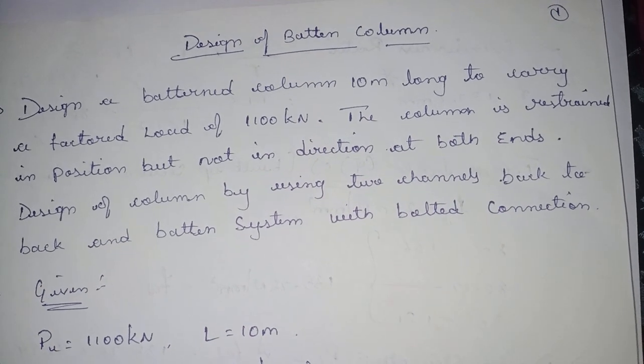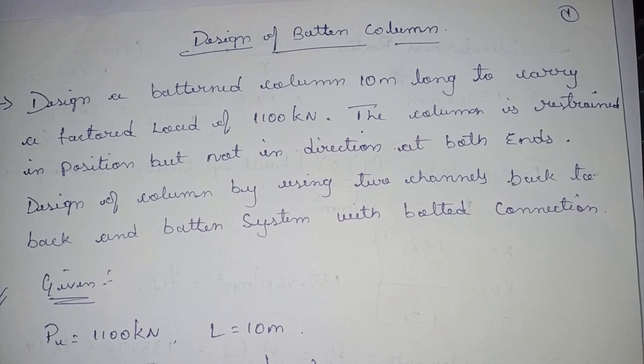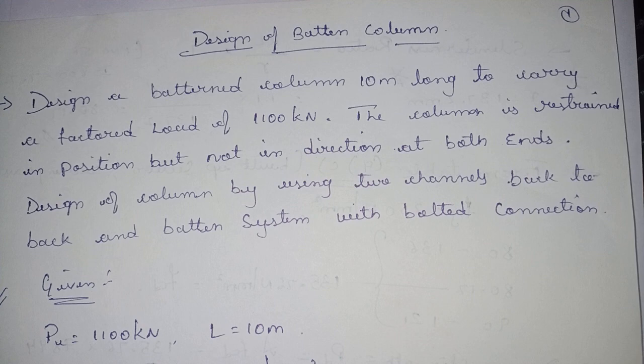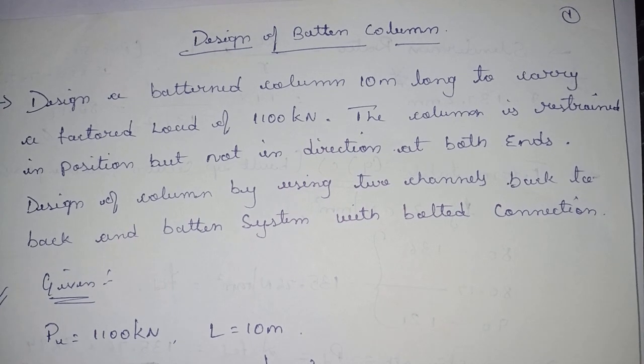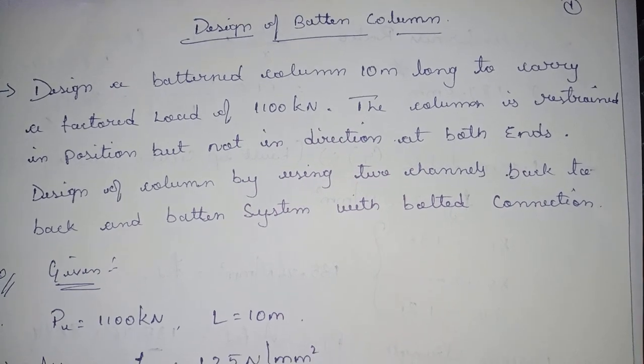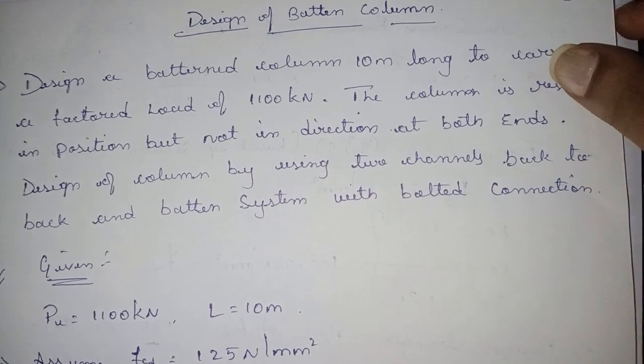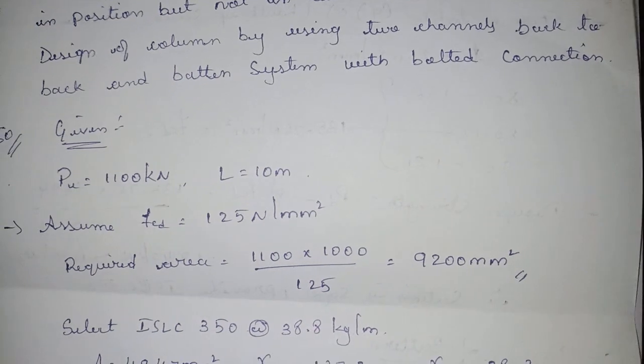So here is the problem. Design a batten column 10 meters long to carry a factored load of 1100, and the column is restrained in position but not in direction at both the ends. Design the column using two channels back to back and the batten system with bolted connection. This is the problem. We need to design the battens here with the bolted connection.